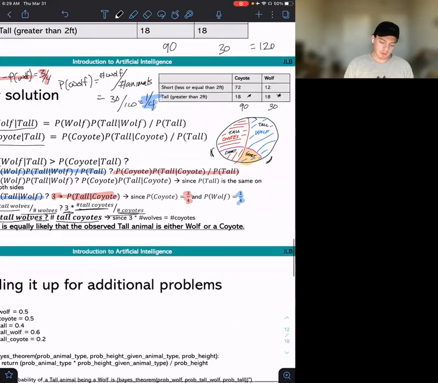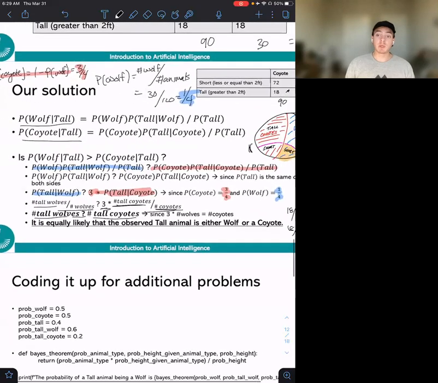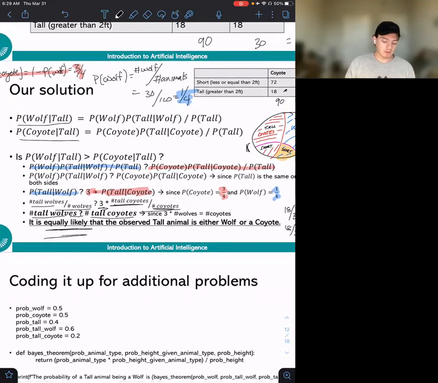So we're looking at the number of tall wolves, which is 18, over the number of total wolves, which is 30. And this is in relation to 3 times 18 over 90. I'll just write it over again, but now I will use this 3 to reduce the 90, where this just becomes 18 over 30, and you can see that they're equal. And so what does this mean? It means that it's equally likely that the observed tall animal is either a wolf or a coyote.